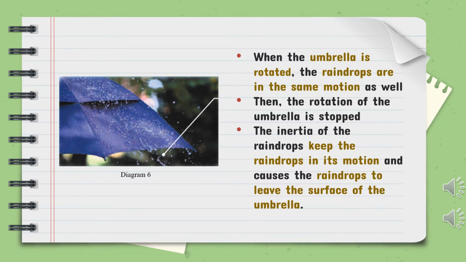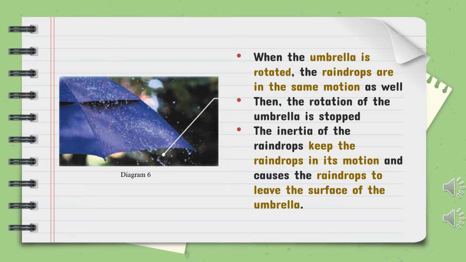One day, you are on your way home and suddenly it's raining heavily. Then, you use your umbrella to avoid getting wet. When you arrive at your home, you need to reduce the amount of raindrops on your umbrella. But how are you going to do it? You can apply the concept of inertia in order to reduce the raindrops on the umbrella.